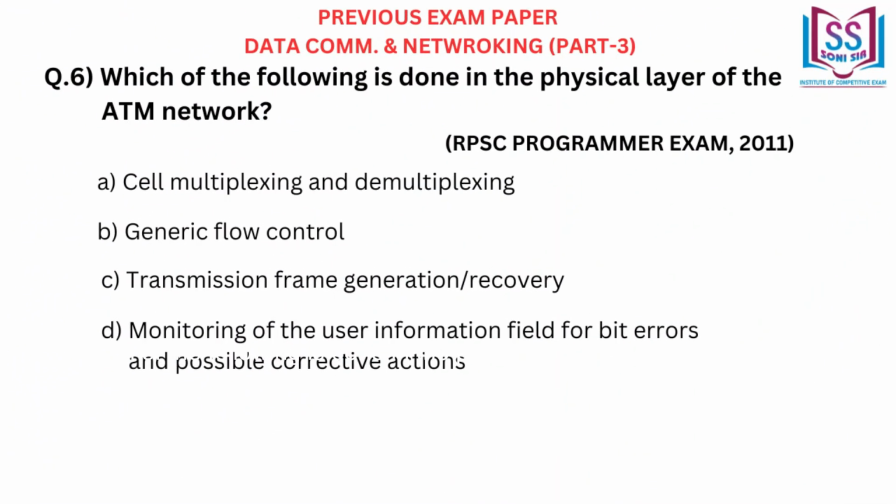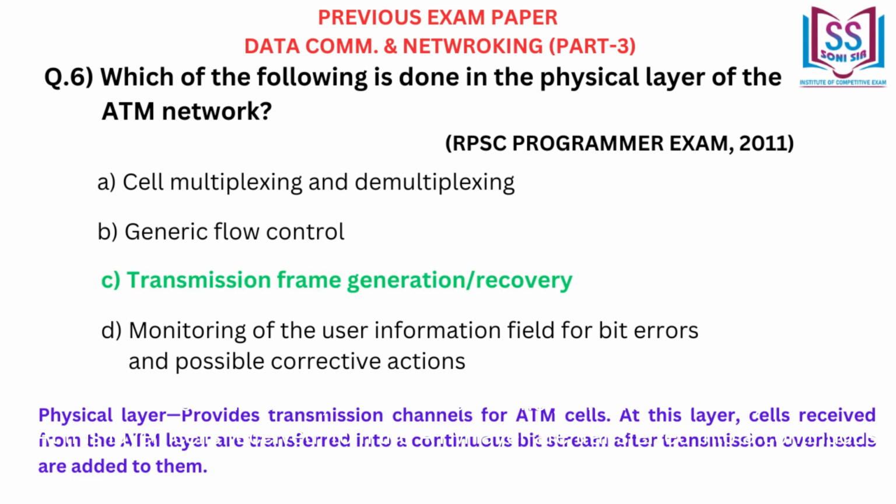Which of the following is done in the physical layer of the ATM network? A. Cell multiplexing and demultiplexing. B. Generic flow control. C. Transmission frame generation and recovery. D. Monitoring of the user information field for bit errors and possible corrective actions. Correct answer C. Transmission frame generation and recovery.